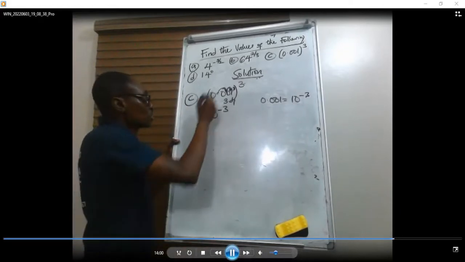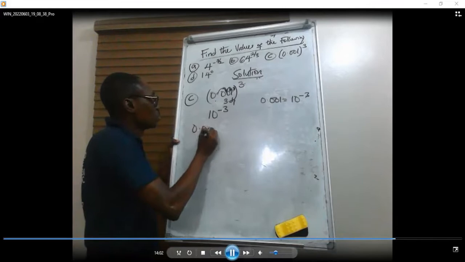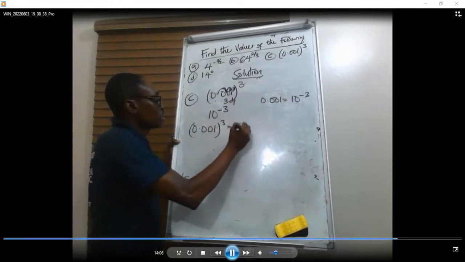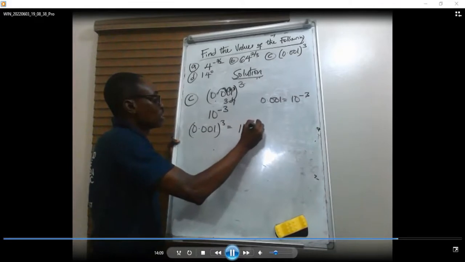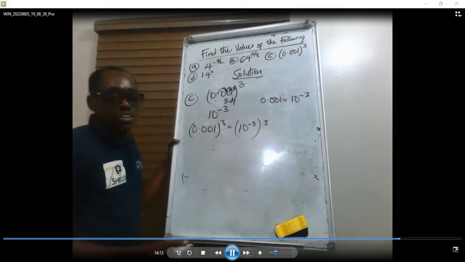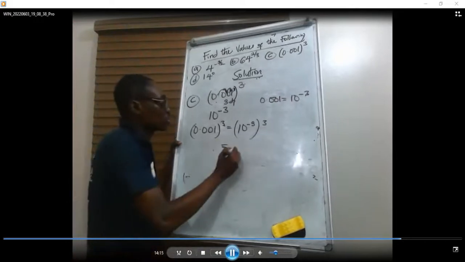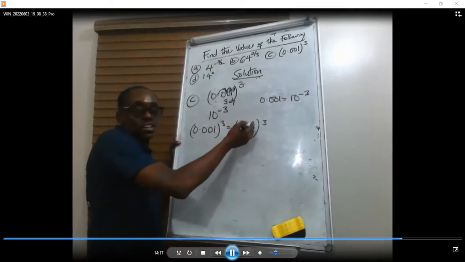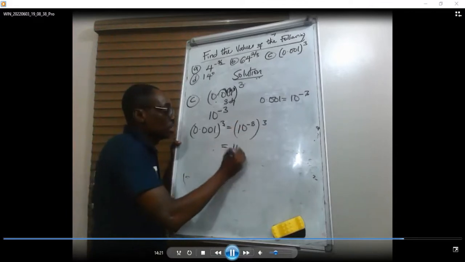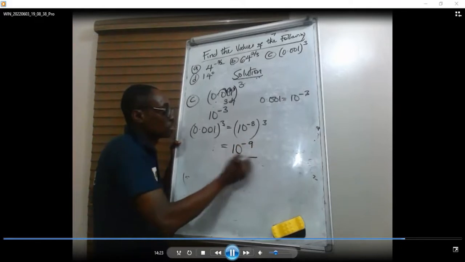So 0.001 all raised to power 3 is the same thing as 10 raised to power minus 3. Keep it in bracket, then bring this 3 outside. So at the end of the day, all you need to do is just multiply the powers together. Minus 3 times 3 gives you minus 9.